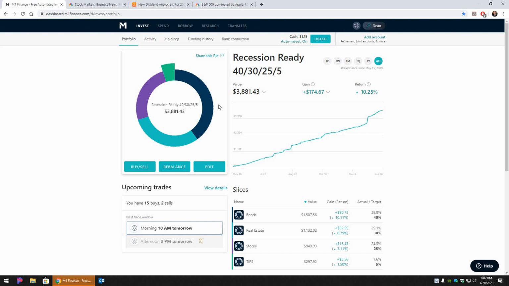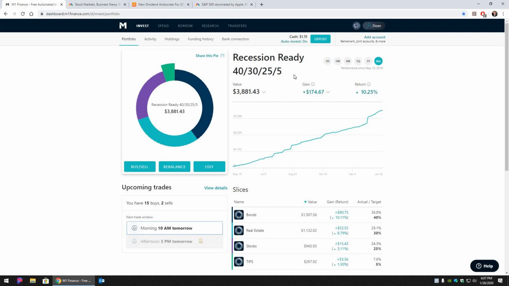So our balance update, we're getting closer to that $4,000 mark, $3,881 now. Overall gain up to 175, about 44 of that's dividends. Really going to be excited to see what next month brings. The value's really starting to crank up. Our overall return, it actually did touch 11% at some point last week. Very, very happy with the way this is going.